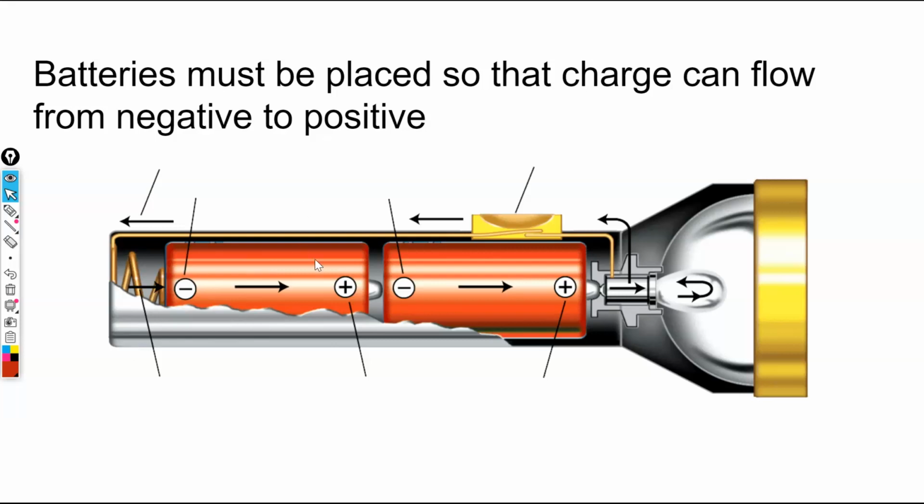When you put batteries in a flashlight, they must be placed in the correct way so that charge can flow from negative to positive. So when you put batteries in this place, the charge flows from negative to positive, and that's what makes the flashlight light. While if you put them the other way, there would be no charge flowing, because they wouldn't be in the correct position, so you wouldn't get the flashlight to work.